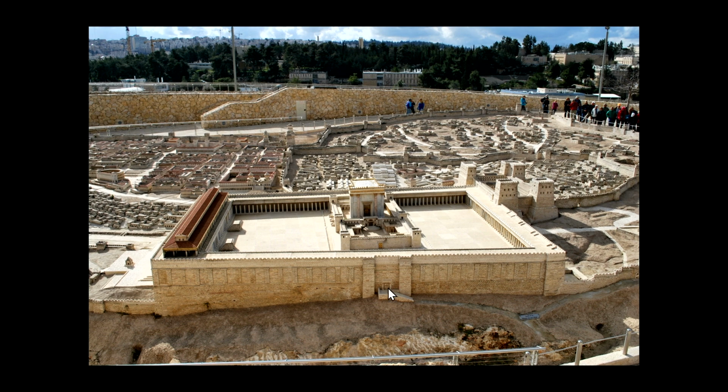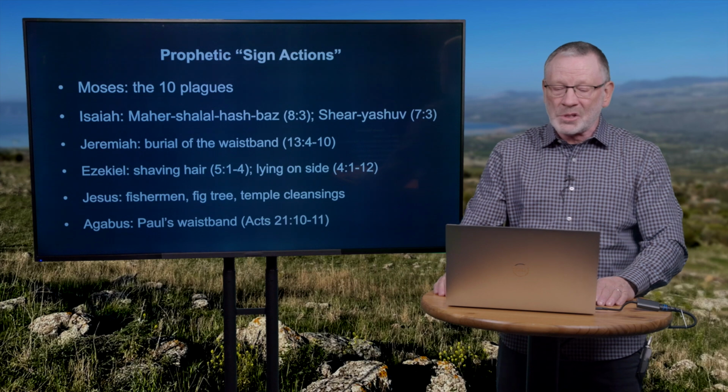Here's the Eastern Gate, or what most evangelicals call the Golden Gate, and then you have the Court of the Gentiles, and then the temple proper, with the highest building being constructed over the Holy of Holies. So this is the Jerusalem that Jesus would have seen.